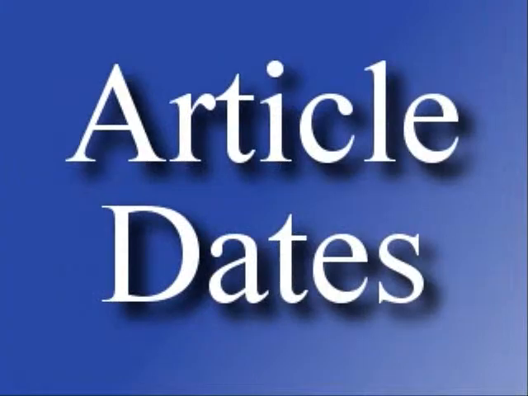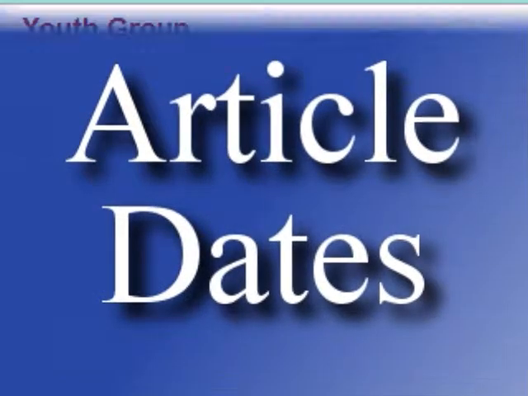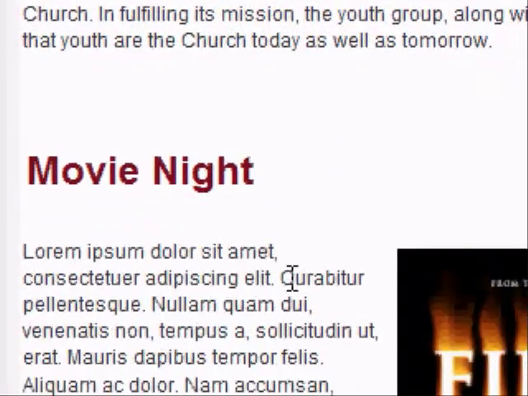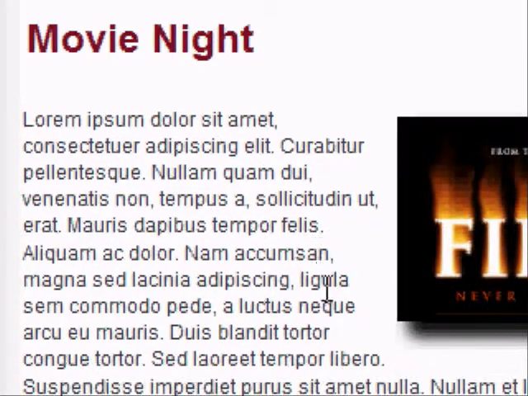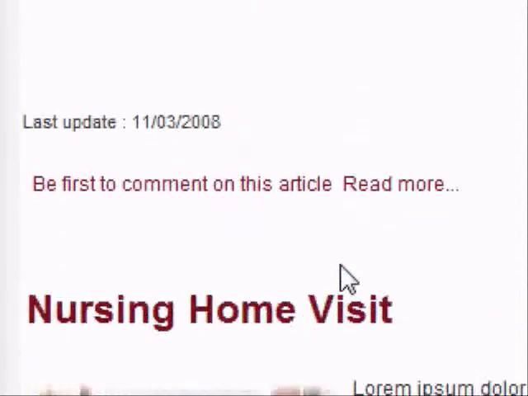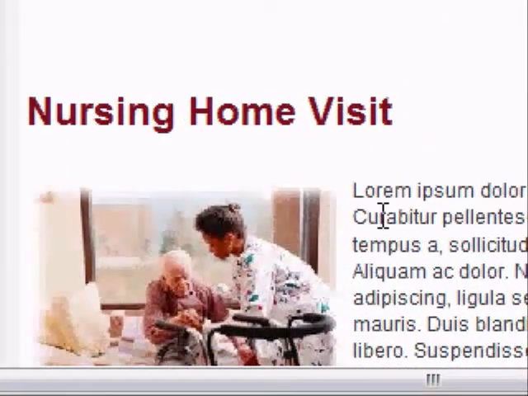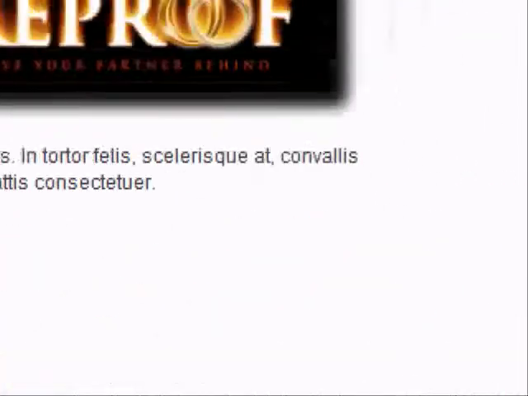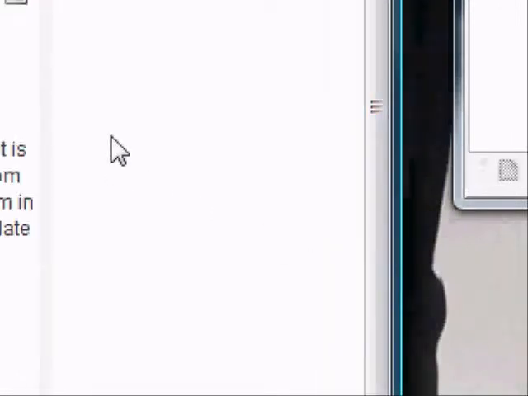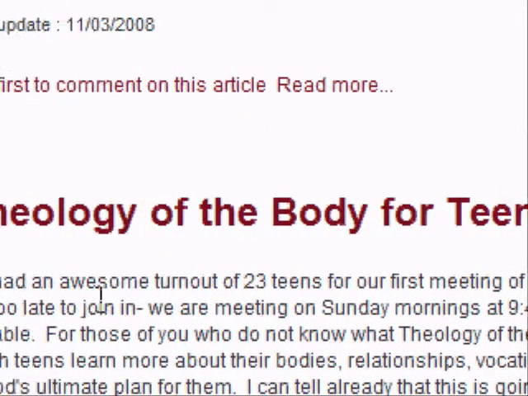Today we're going to talk about article dates. For example, we're going to use the high school youth group page, and you're going to notice that we have 3 stories on there: Movie Night, our Nursing Home Visit, and finally our third article, if we scroll down here, Theology of the Body for Teens.